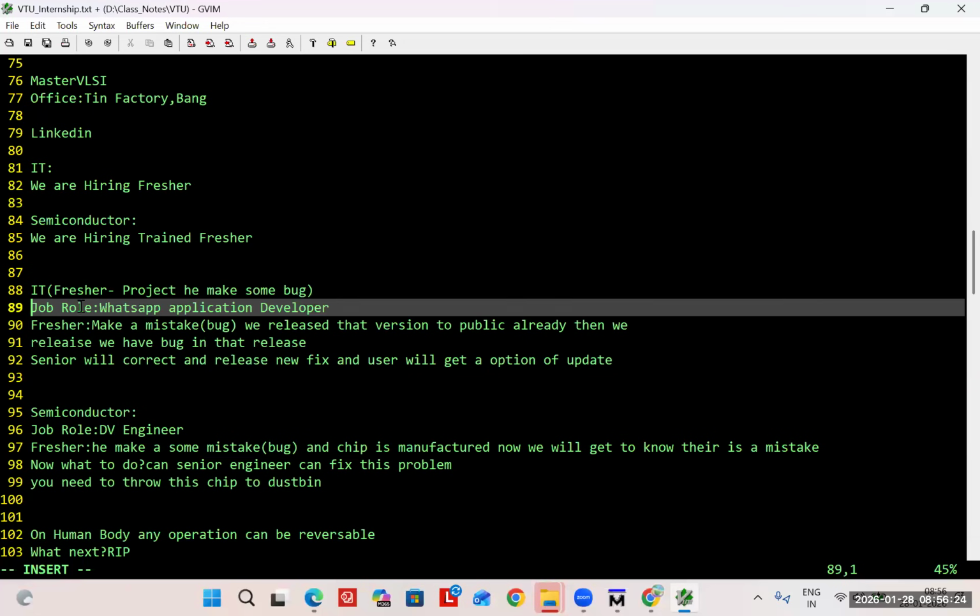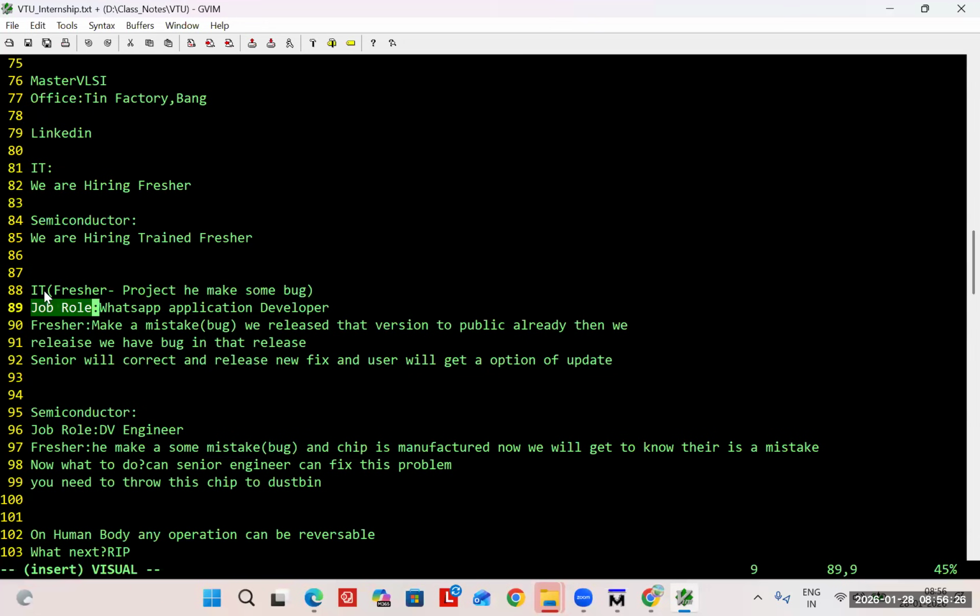I'll tell you. Imagine you are an IT person, a fresher, and I hire you as a WhatsApp application developer. You will make some kind of mistake, as a common fresher will. And I have already released that version to the public, to all the customers. Then I get to know that there is some bug in the code.